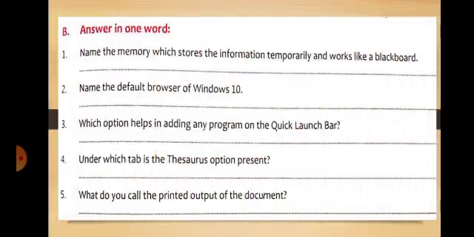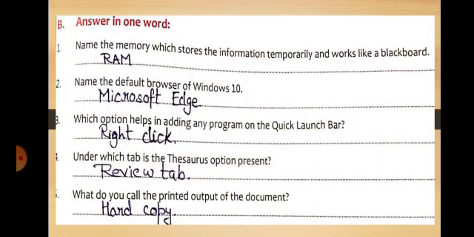Now, next question B. Answer in one word. Name the memory which stores the information temporarily and works like a blackboard. Dear children, the answer is RAM. RAM, random access memory. Name the default browser of Windows 10. The correct answer is Microsoft Edge. The answers I have displayed here.